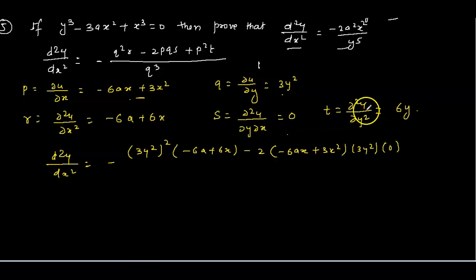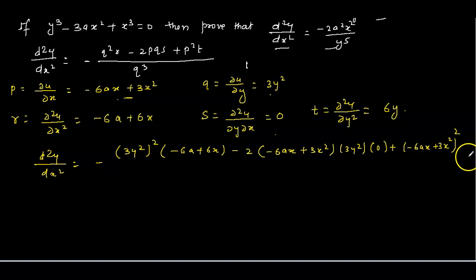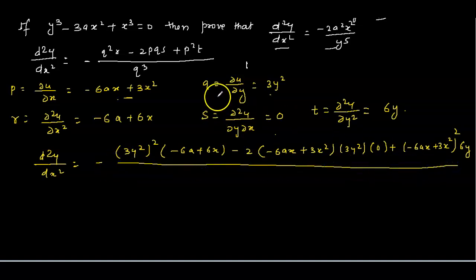Next is plus p squared t. p is minus 6ax plus 3x squared, this one whole squared, into t which is 6y. This one is divided by q to the power of 3. So q is this one, 3y squared to the power of 3.